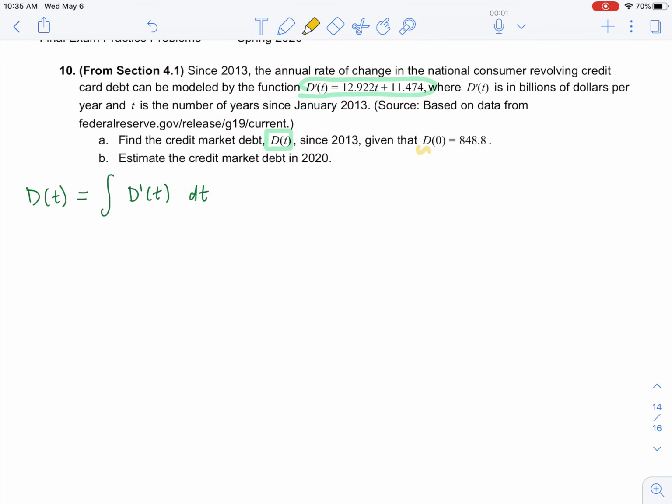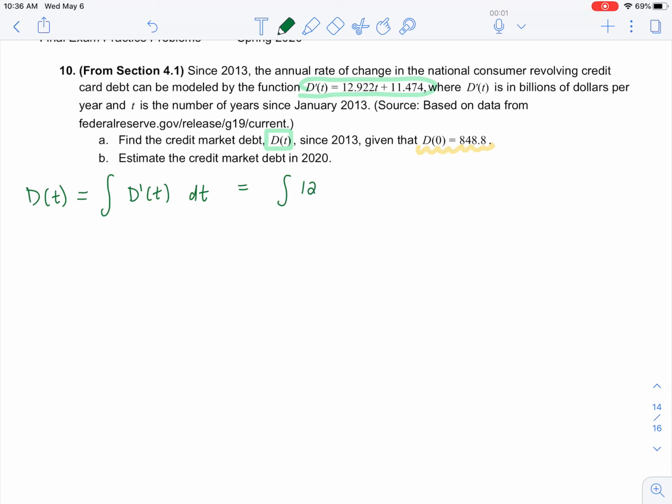Okay, let's use that. And pay attention to this critical value. They said at t equals 0. And what does t equals 0 mean? In 2013, the credit market debt was $848.8 billion of dollars. So let's go ahead and use that initial condition that I highlighted in yellow. But first, let's take the antiderivative.